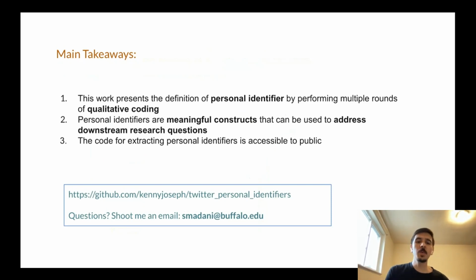So the main takeaways of this paper are that, first, we present the definition of personal identifier by performing multiple rounds of qualitative coding, which you can go over in detail in the paper. Also, we show that personal identifiers are meaningful constructs. They can be used to address many downstream research questions. And the code for extracting these personal identifiers is publicly accessible in this GitHub repo.